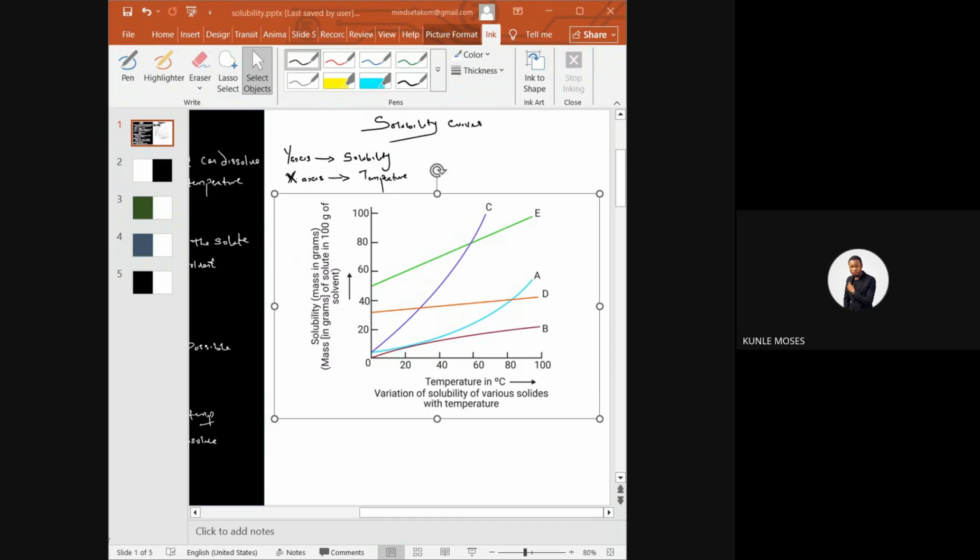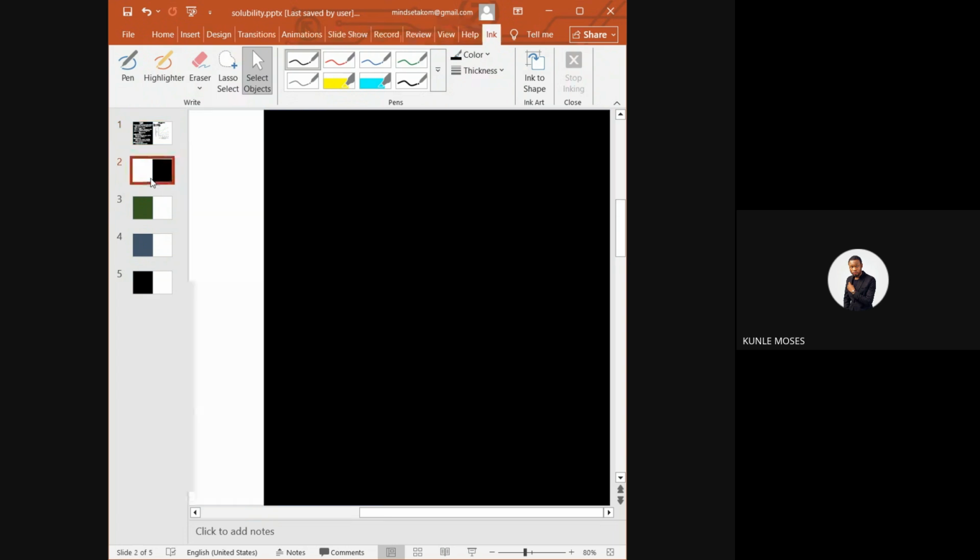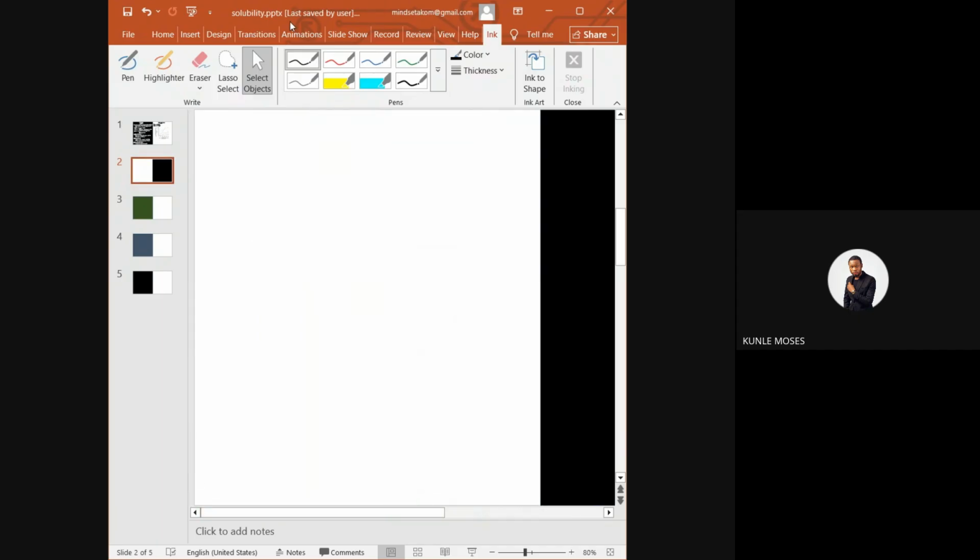Okay, as I look for that, let's quickly move to factors affecting solubility. Then we will start with some questions where we check the graph and the theoretical questions together. So, factors affecting solubility. We have the temperature.